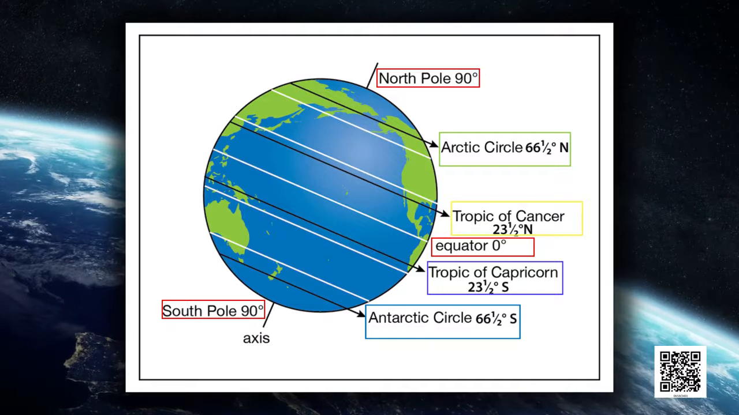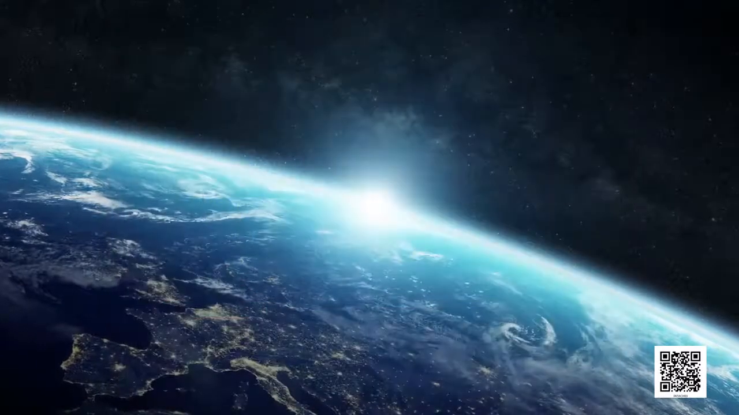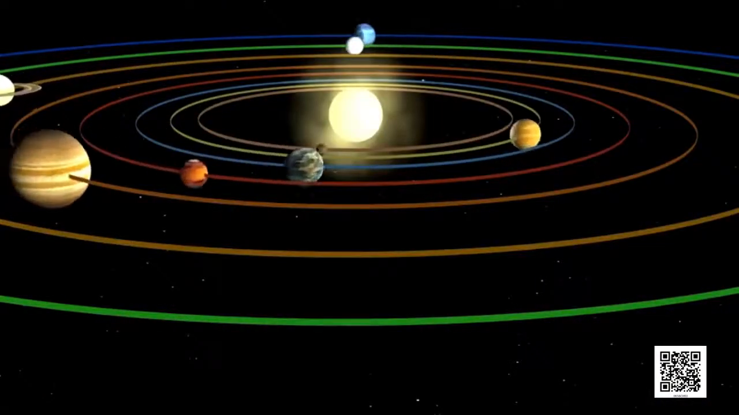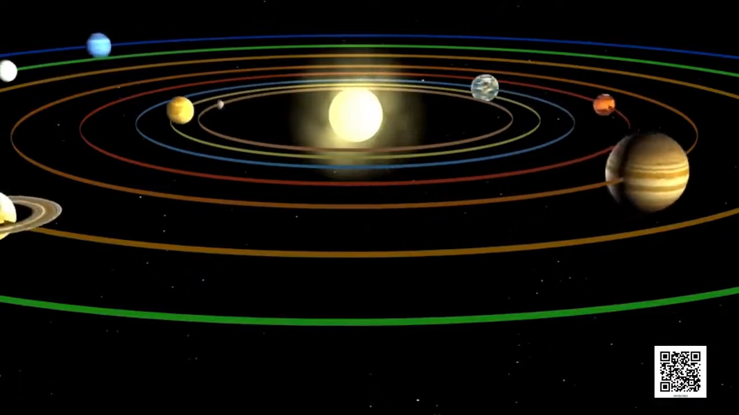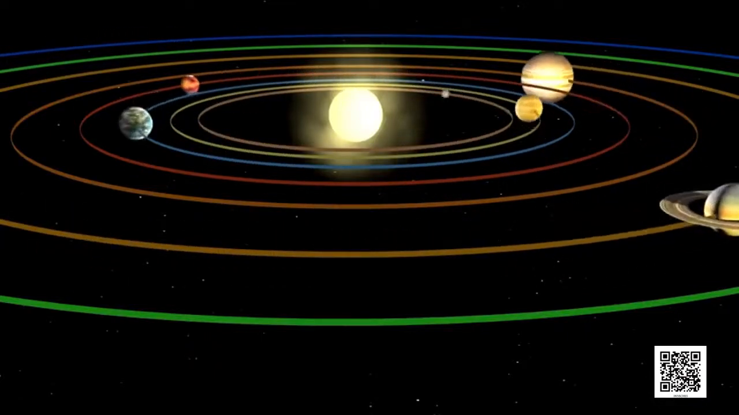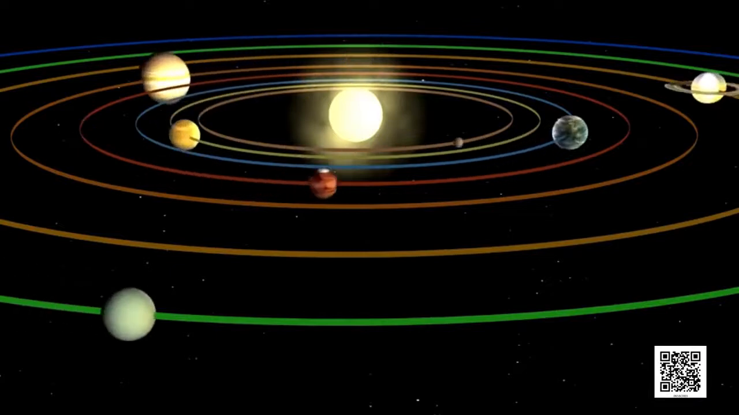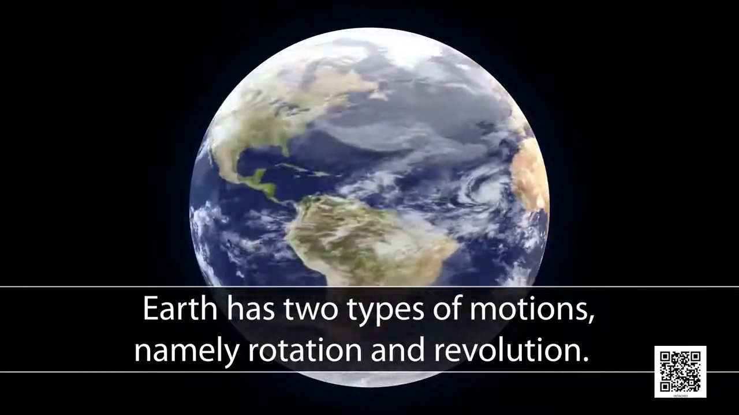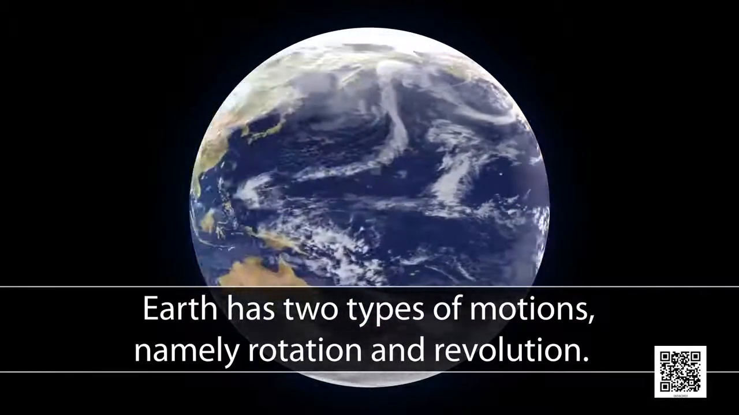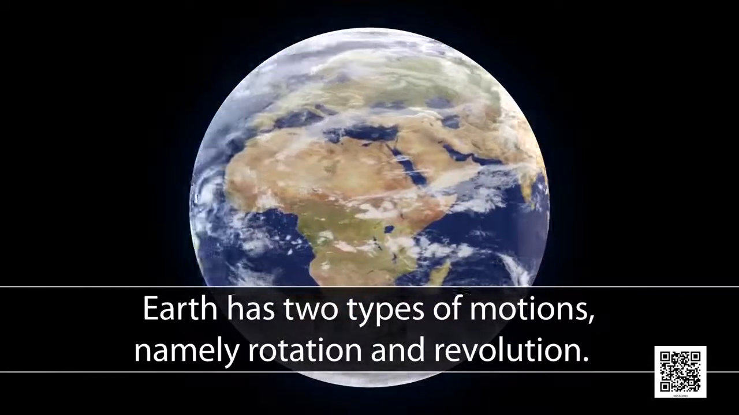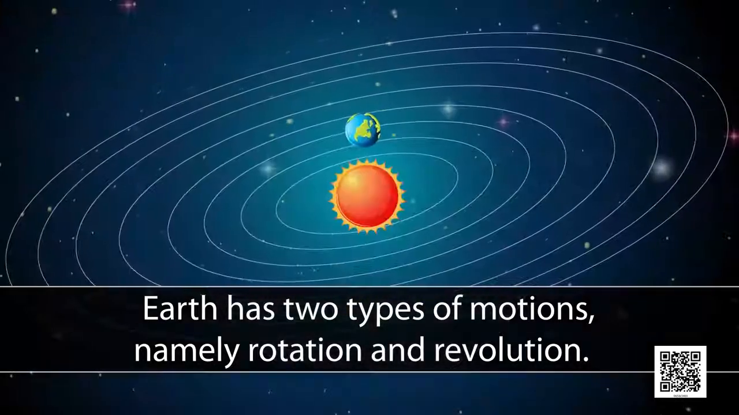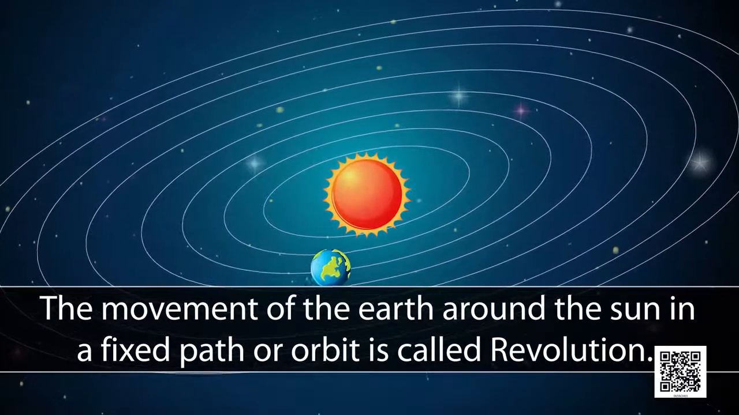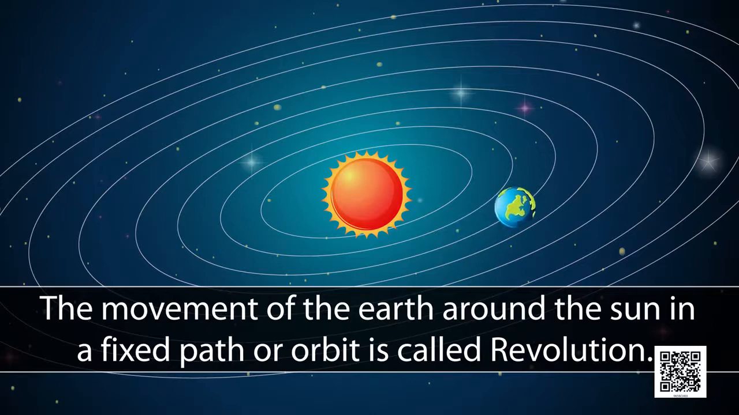Students, now we can easily understand our topic, motion of the Earth. As we discussed earlier, each member of the solar system is revolving around the Sun. Earth is not an exception to it. Rather, it is also rotating on its axis. Or you can say that it has two types of motions. In this picture, you can see the motions of the Earth. Revolution. The movement of the Earth around the Sun in a fixed path or orbit is called revolution.